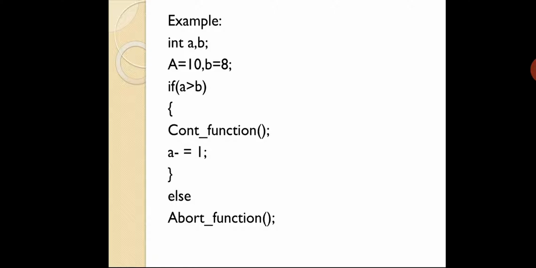So if the condition is not true, for example, then which method are you going to call? You are going to execute the else part. That is nothing but the abort underscore function method. So you are going to call that method. In this particular example, definitely you are going to call the continue underscore function method, because the condition will be satisfied in this example.